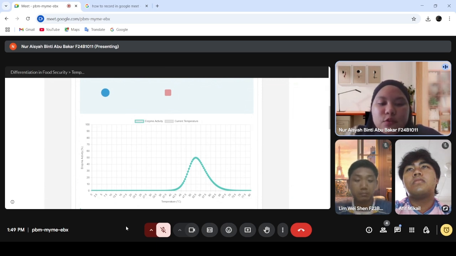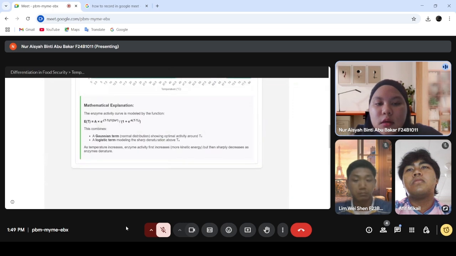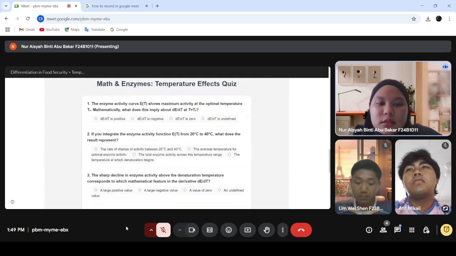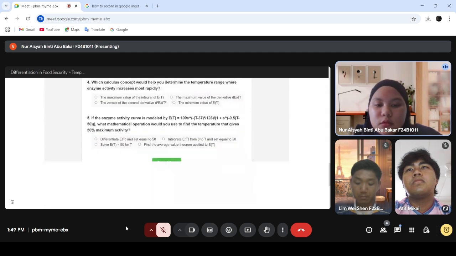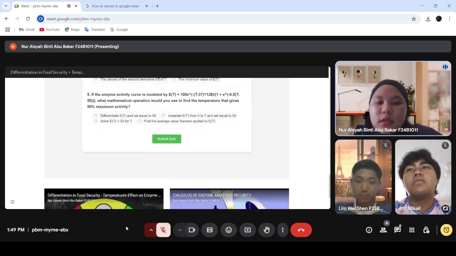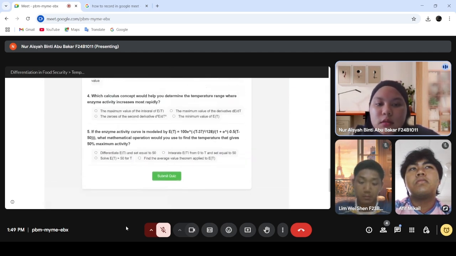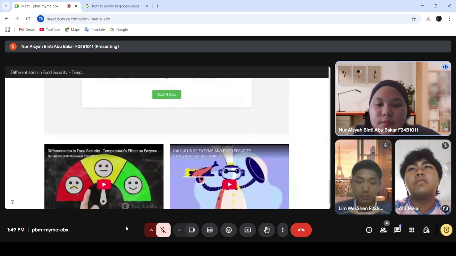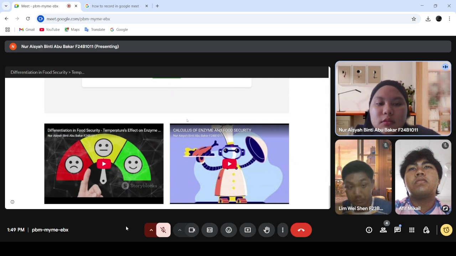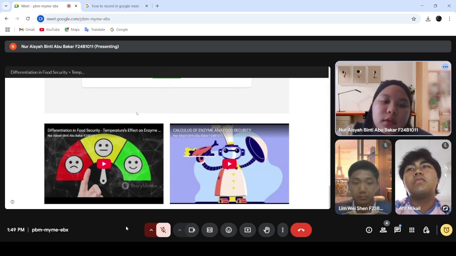This is important in food science, as enzymes help process food, and keeping the right temperature prevents food spoilage. Next, after you try the animation, you can try the quiz. You can submit the quiz, and from that you can know whether you understand the temperature effect on enzymes. I will also provide some videos. One is the calculus, enzyme and food security podcast, and the other is the video that tells you what the temperature effect on enzymes is.